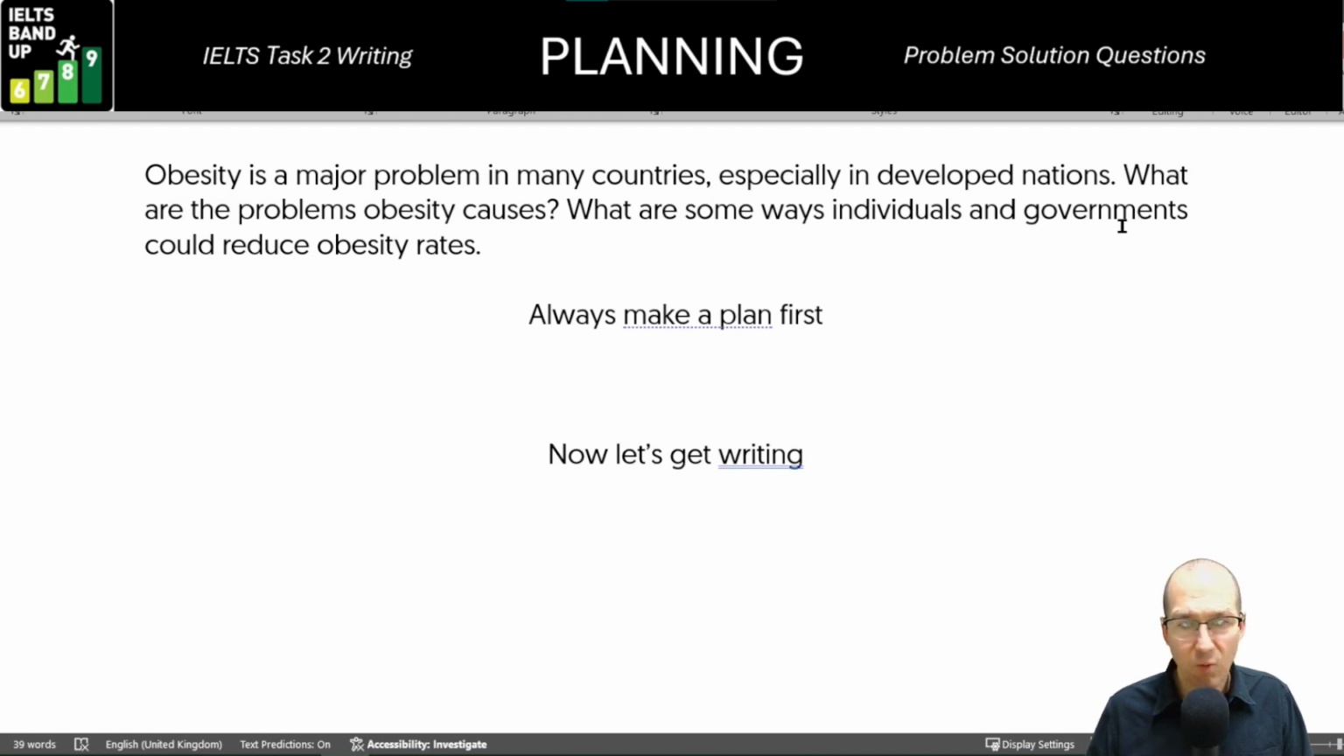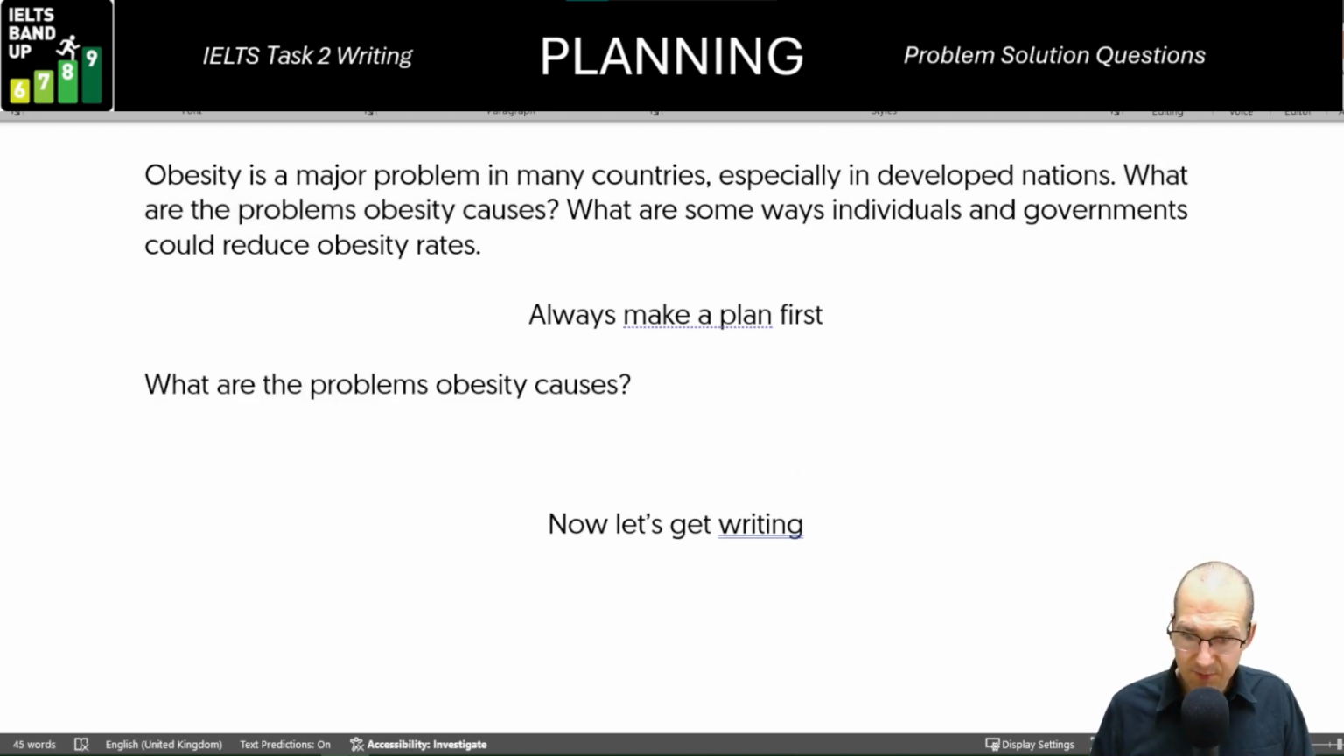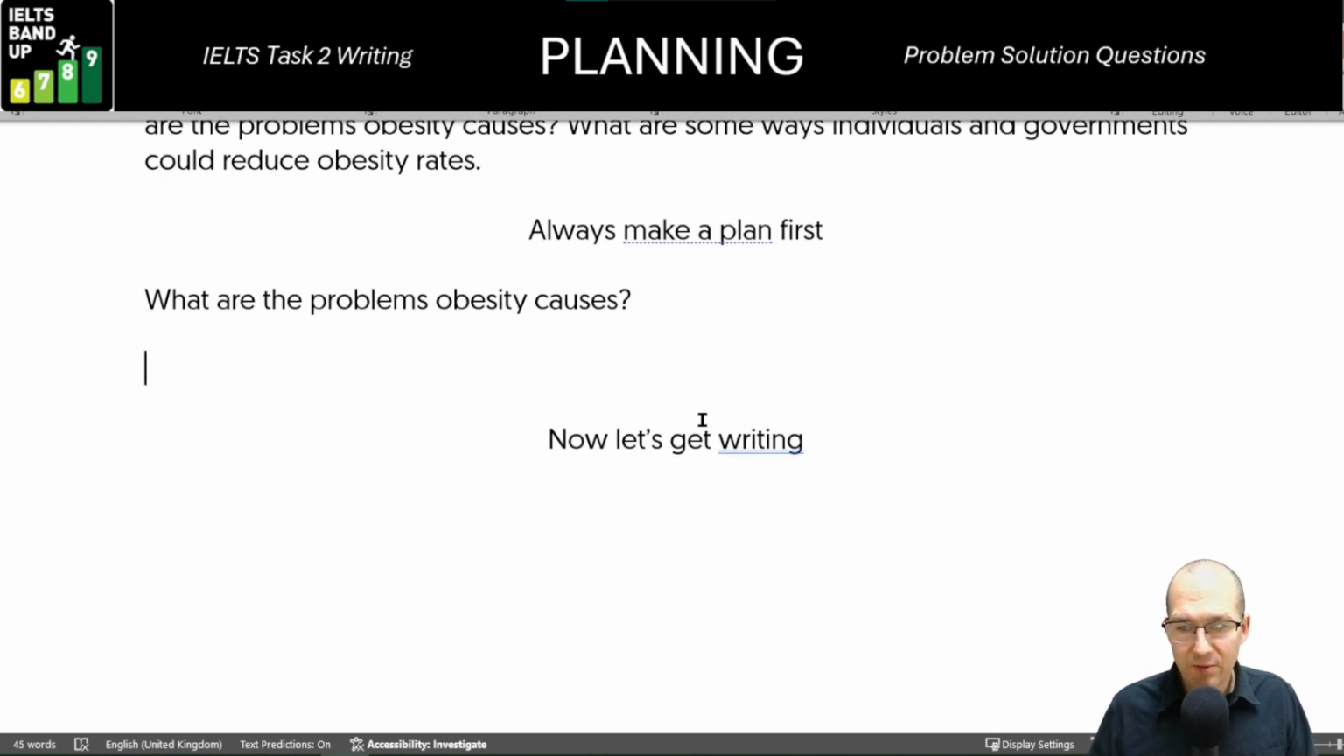First, we're going to focus on what are the problems obesity causes, right? So this is our solution. I'm going to focus on this from a society point of view. All right. Now, some of you might want to focus on it from an individual angle, like it causes health problems or it makes people depressed, right? Or it can cause social problems, like maybe they don't want to meet their friends, or it could cause problems with dating. But IELTS prefers you to focus on more of a society problem, right?